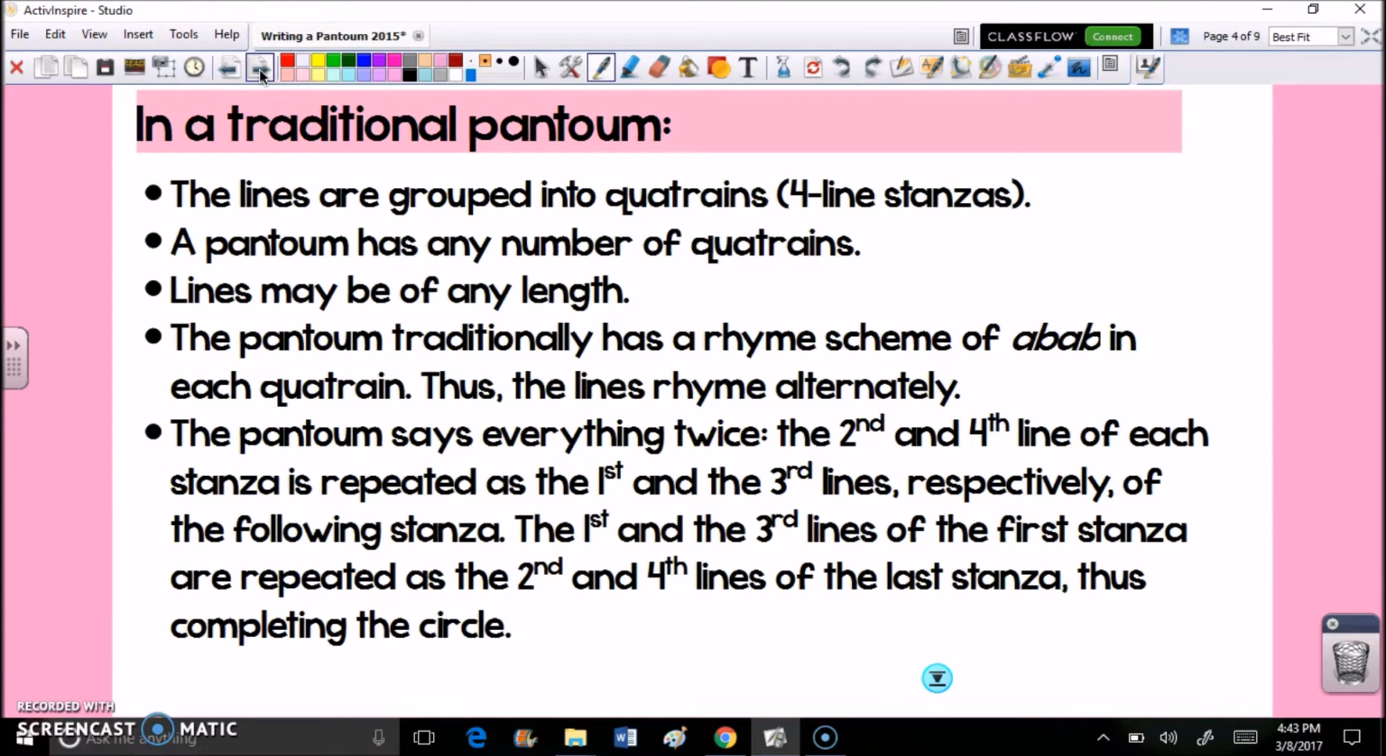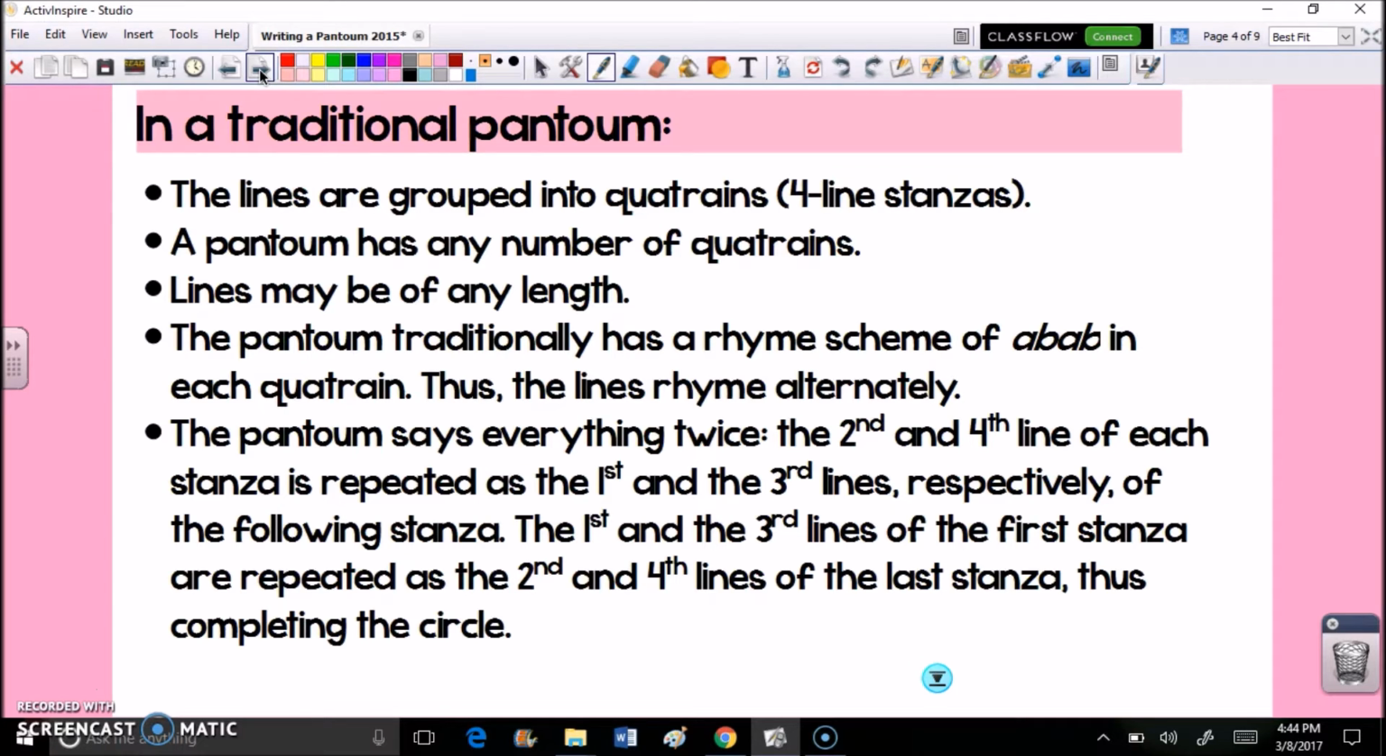Now, in a traditional pantoum, the lines are grouped into quatrains, 4-line stanzas. They can have any number of quatrains, and the lines may be of any length. Traditionally, a pantoum also has a rhyme scheme of A, B, A, B. So the lines rhyme alternately, or every other line rhymes with each other. If you're going to follow the repetition and the rhyme scheme, it makes it a little bit extra hard. It doesn't have to follow the rhyme scheme, though. You could do a more modern pantoum that just has repetition.